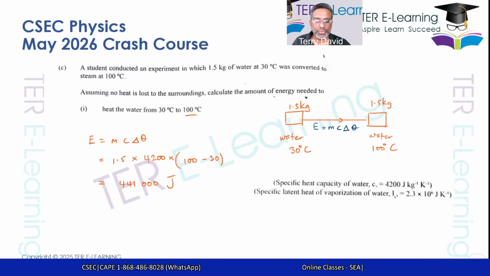All right. So again, once we're trying to work out an increase in temperature, we're simply going to use the formula E is equal to mc delta theta. Okay? All right, somebody's asking, do we need to convert to standard form? Yeah, you don't need to convert to standard form. You don't have to. Okay.